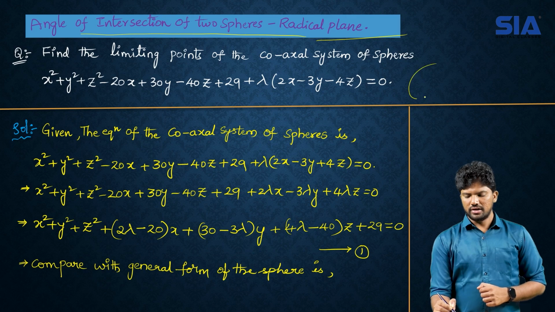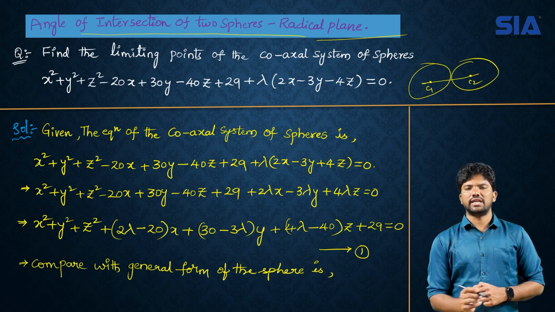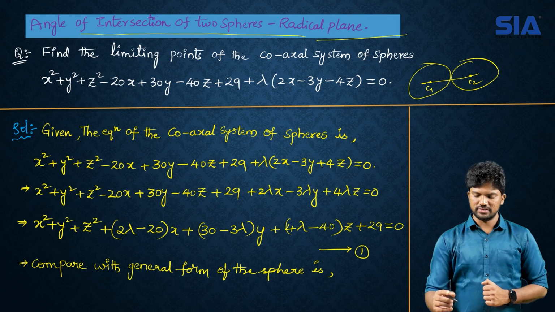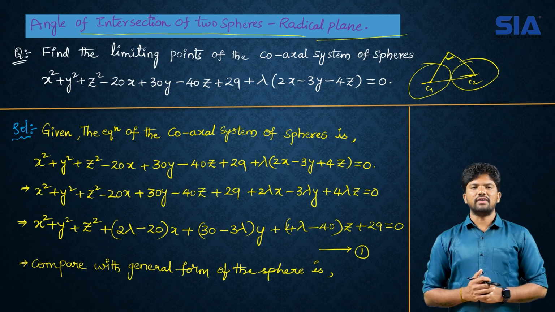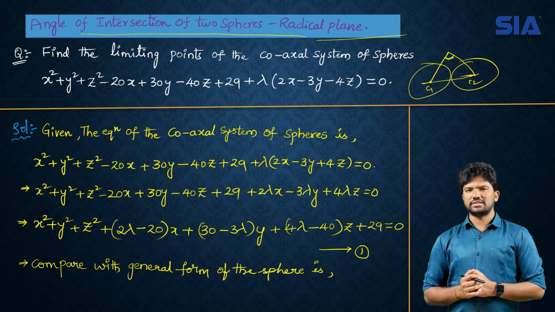Whenever you take two spheres, for example, the first sphere and the second sphere, take the centers C1 and C2 and take a line joining the two centers of the spheres. Now this angle is the angle of intersection of two spheres.